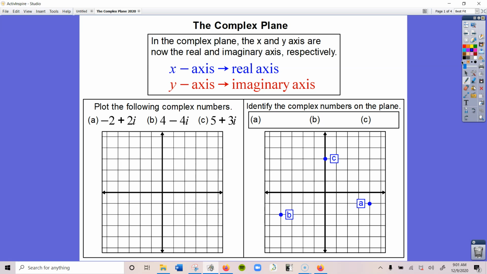So the x-axis that we're familiar with is going to become the real axis on the complex plane. So that's where we would put the real numbers. And then the y-axis is what we call the imaginary axis. So that's where we would plot the imaginary numbers.